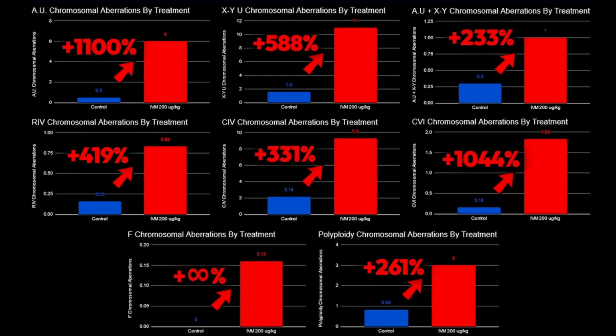And these charts here are extremely concerning. These are the number of chromosomal aberrations with and without ivermectin by type. And we see these massive jumps when ivermectin is put into the mix. AU chromosomal aberrations up 1100% with ivermectin. XYU chromosomal aberrations up 588% with ivermectin. AUXY chromosomal aberrations up 233%. RIV chromosomal aberrations up 419%. CIV chromosomal aberrations up 331% with ivermectin. CVI chromosomal aberrations up 1044%. And polyploidy chromosomal aberrations up 261%.